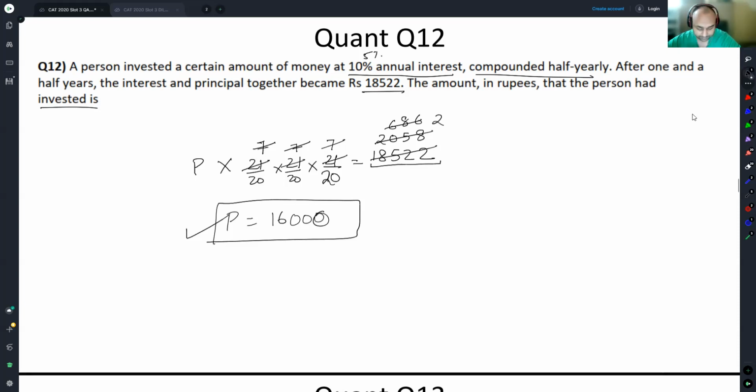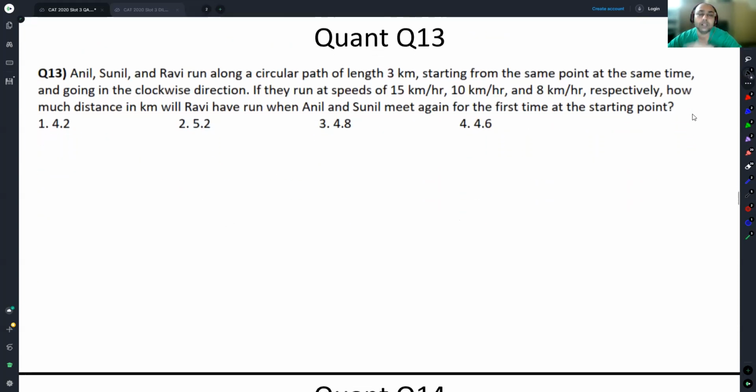May we move? May we move? Okay. Anil, Sunil, Ravi run along a circular path of length 3 kilometers, starting from the same point at the same time and going in the clockwise direction. They run at the speeds of 15 km per hour, 10 km per hour, 8 km per hour, respectively. How much distance in kilometers will Ravi have run when Anil and Sunil meet again for the first time at the starting point?